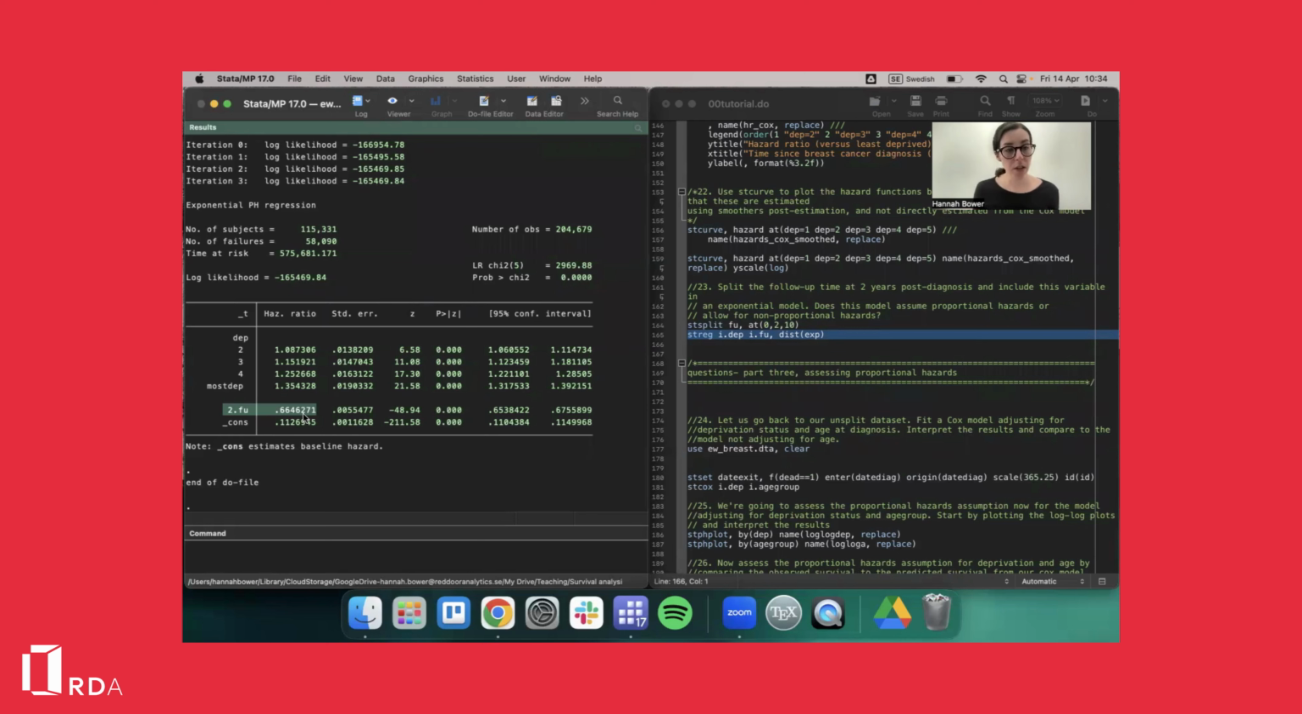But the hazard ratios are still constant within each of these. So we still have a constant hazard ratio across time. It's a really important distinction to make that the rates are allowed to change now according to this 2-year split, but the hazard ratios are still constant. And if the hazard ratios are still constant, that means that this is still a proportional hazards model. We are not allowing for non-proportional hazards.